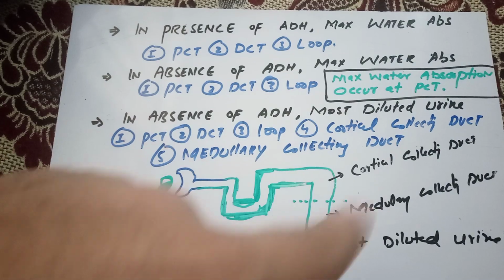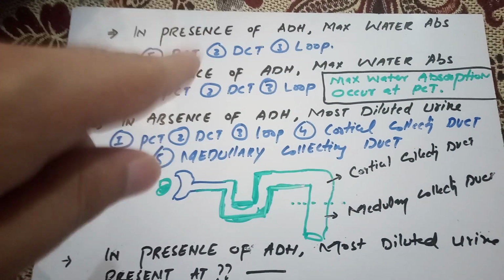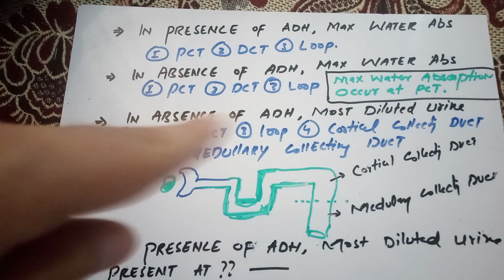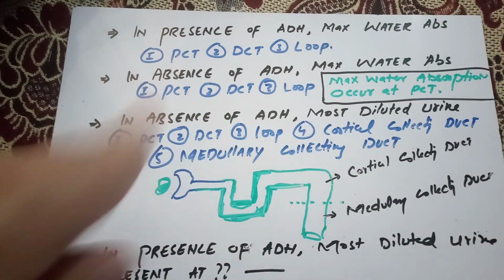ADH acts on the distal tubule. ADH acts on the distal area, so it is just for confusion. Maximum water absorption occurs in the proximal tubule. Now these are the confusing scenarios: in the absence of ADH, in the presence of ADH.